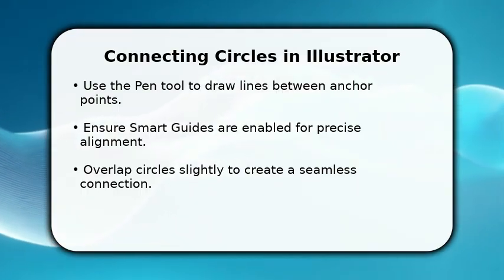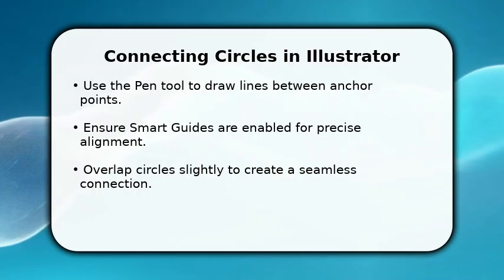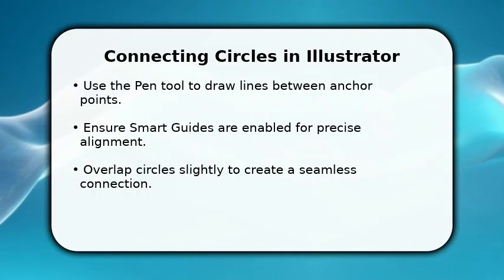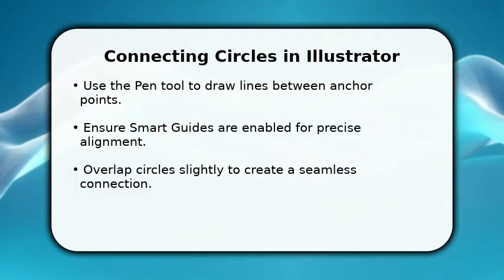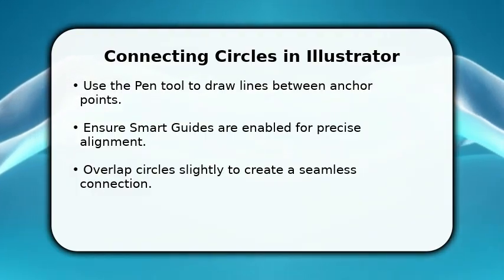Click on an anchor point of one circle, then click on an anchor point of another circle to draw a straight line. For a smoother connection, slightly overlap your circles before drawing the connecting paths. This method is excellent for simple, direct connections between two or more shapes.